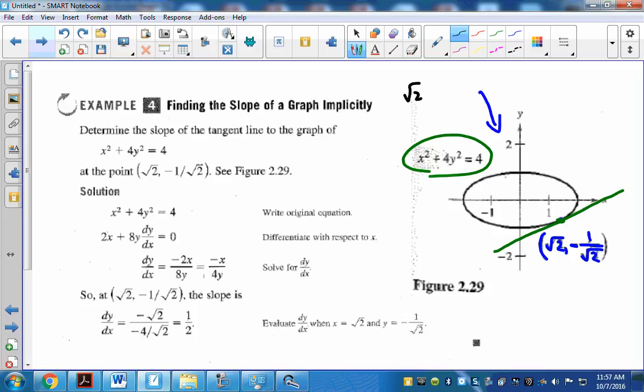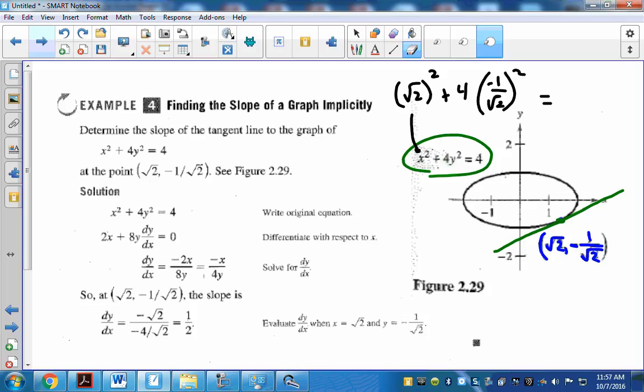So root 2 squared, we're putting x right there, plus 4 times (negative 1 over root 2) squared is supposed to be equal to 4. So let me put a question mark here. Our task is to make sure that it does equal 4. And if it does, then that point lies on the equation or on the graph.